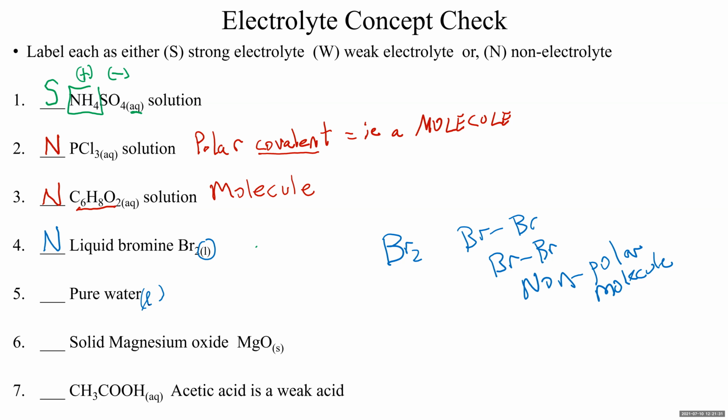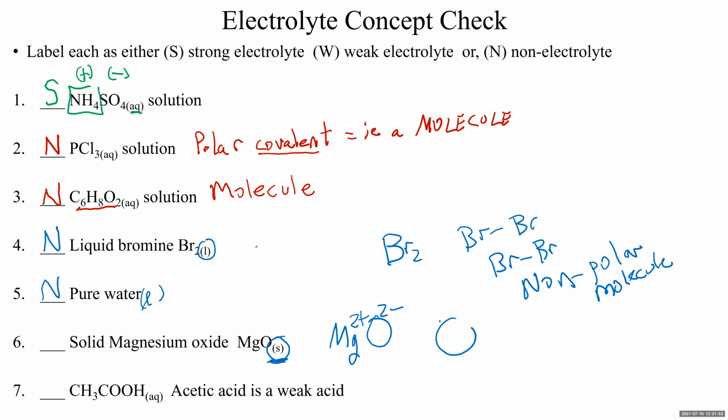Pure water is not going to be a solution. It has no dissolved ions. Therefore, it is a non-electrolyte. How about solid magnesium oxide? Now, magnesium oxide is definitely an ionic compound. You've got magnesium 2+ and you've got oxide 2-. You've got your ions, but this is in the solid state.